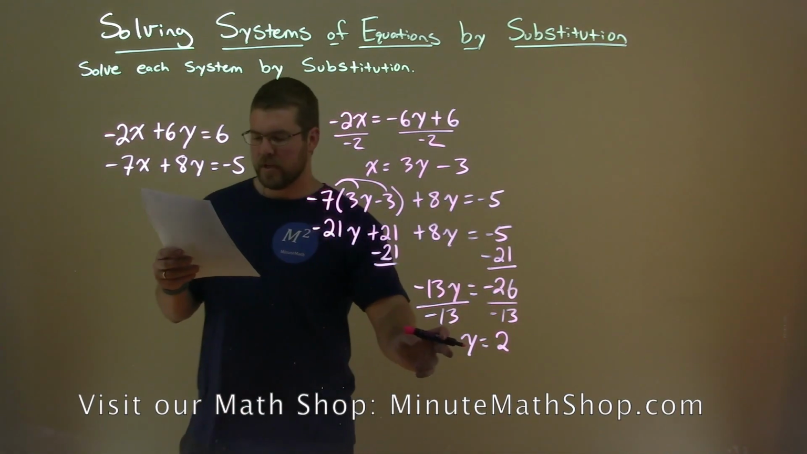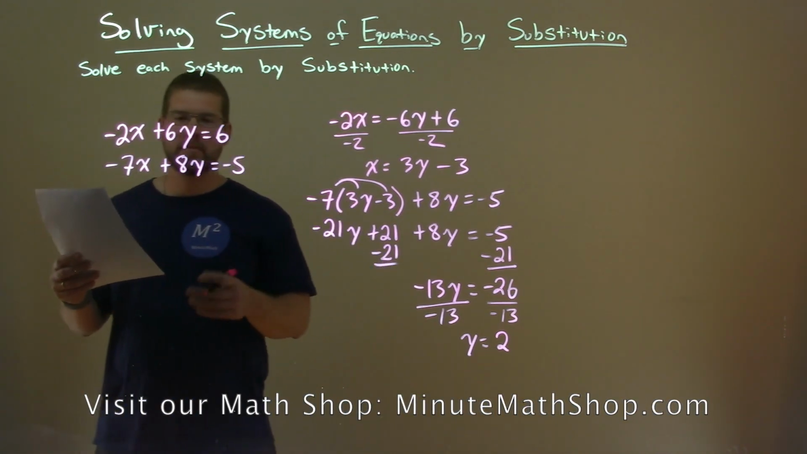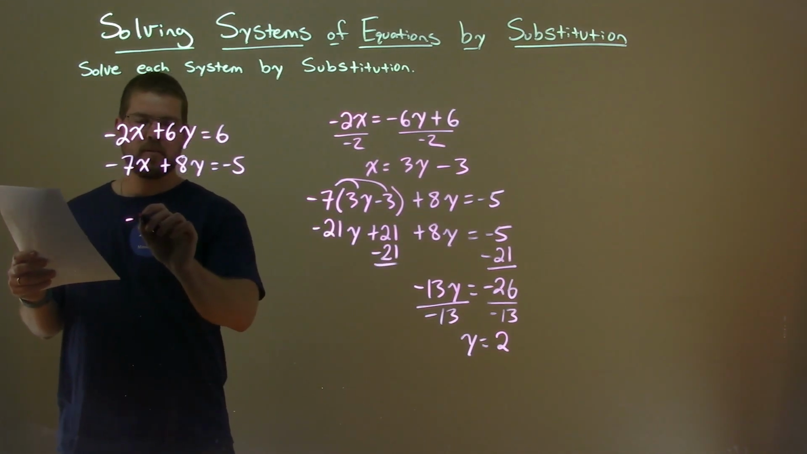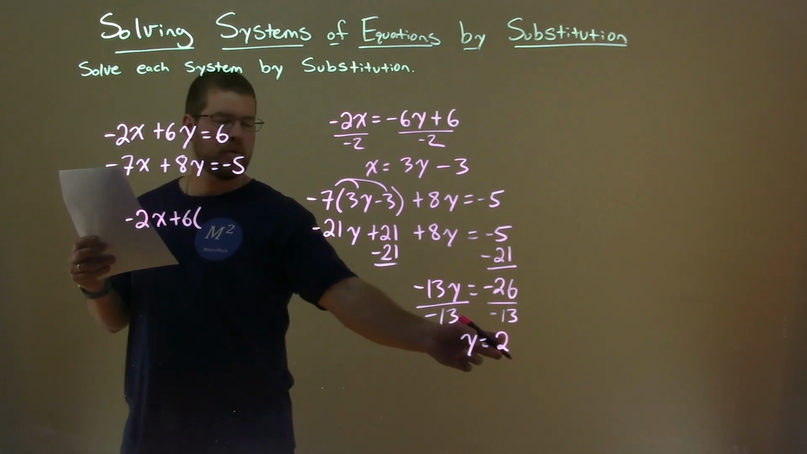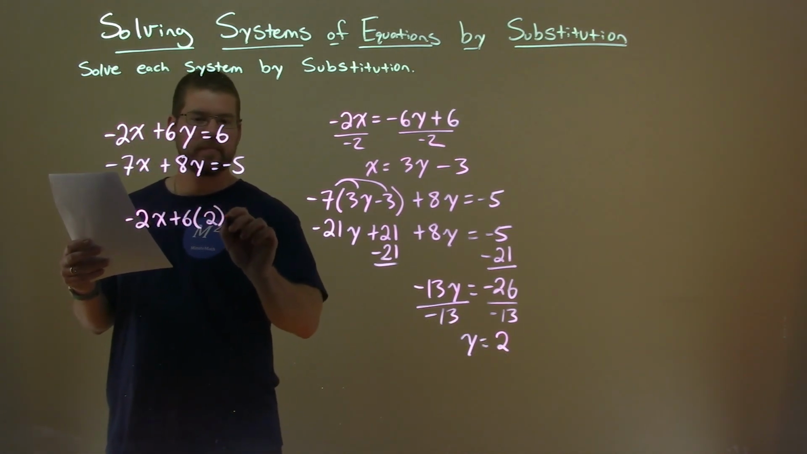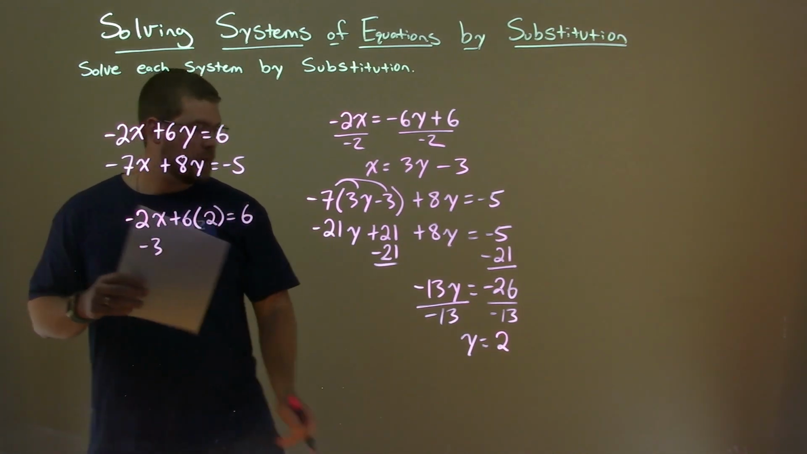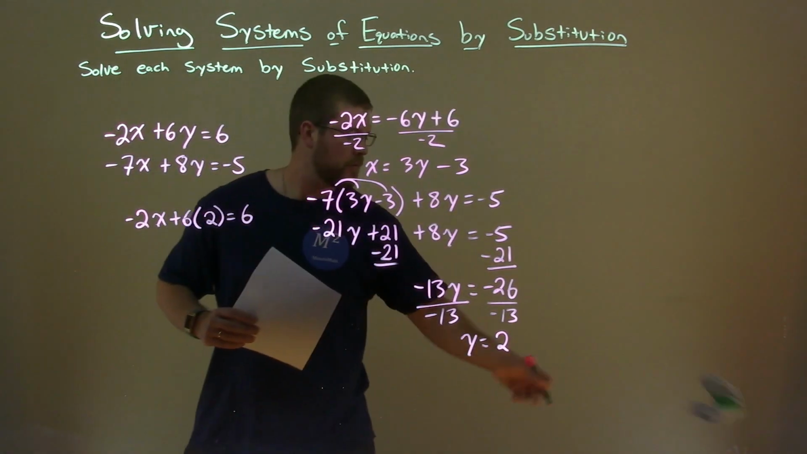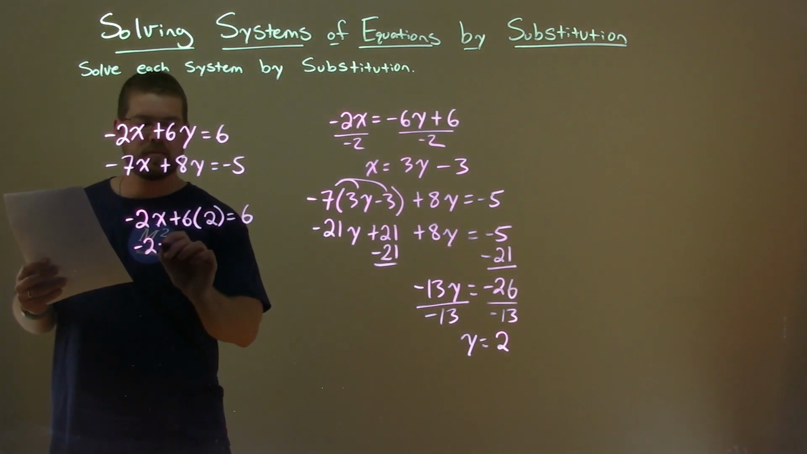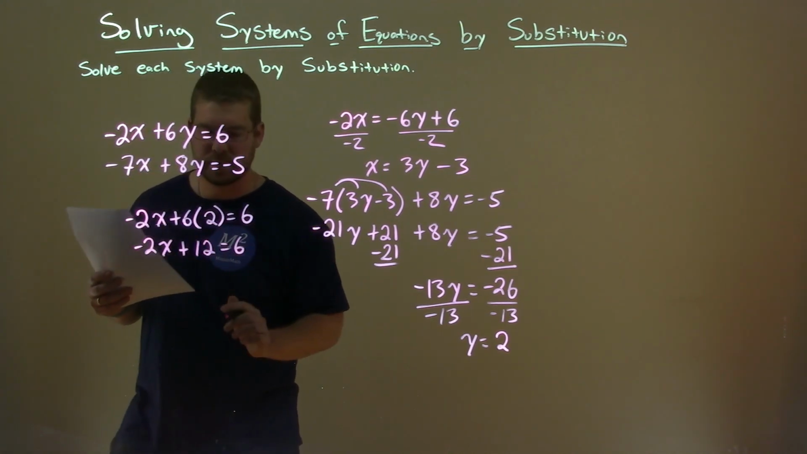So we take that information and we need to plug it into one of our first two equations to solve for x. I think the first one's easier. So we take negative 2x plus 6, and instead of y, I'm putting that 2 in for it. And that equals 6. Simplify. Oh, not a 3, that's a 2 there. So we have minus 2x here, plus 6 times 2 is 12, equals 6.